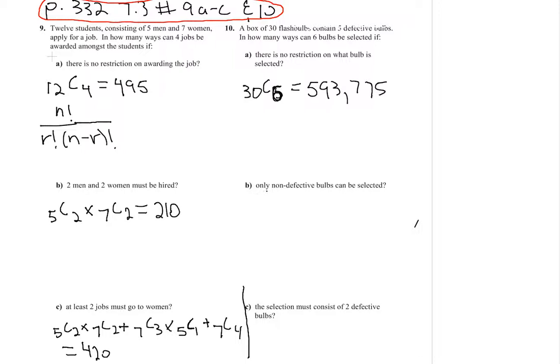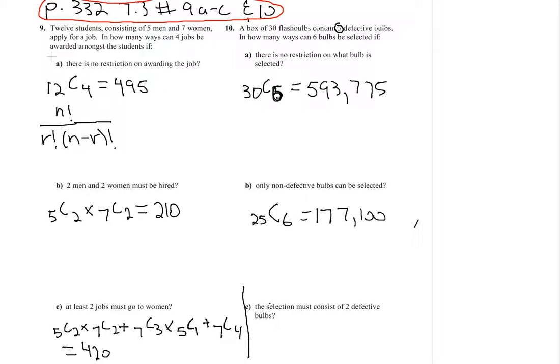Next we have B. The restriction is that only non-defective bulbs can be selected. We have 5 defective bulbs. If we don't count those, we're left with 25 bulbs, because 30 bulbs minus 5. And of those 25 bulbs, we're choosing 6. The number we get is a little smaller because we have more restriction. So we have 177,100.